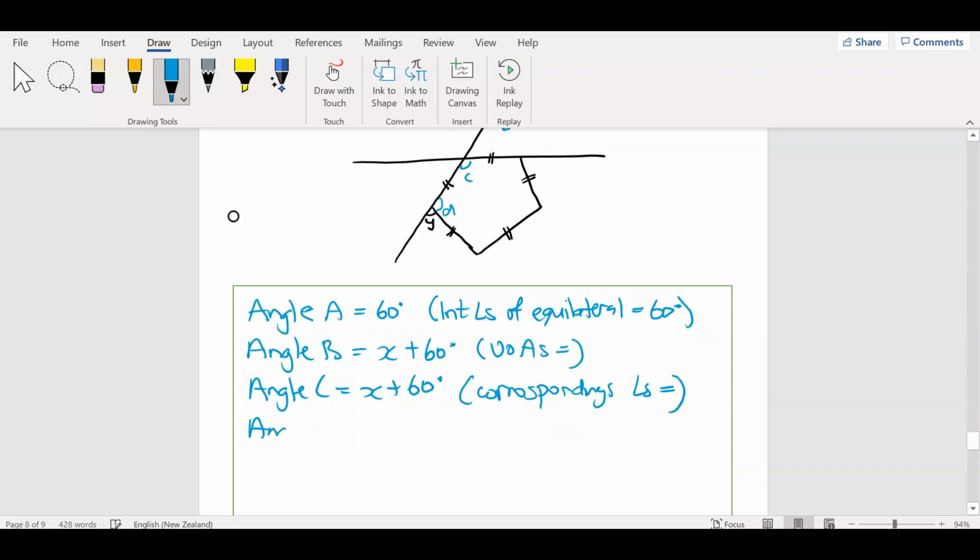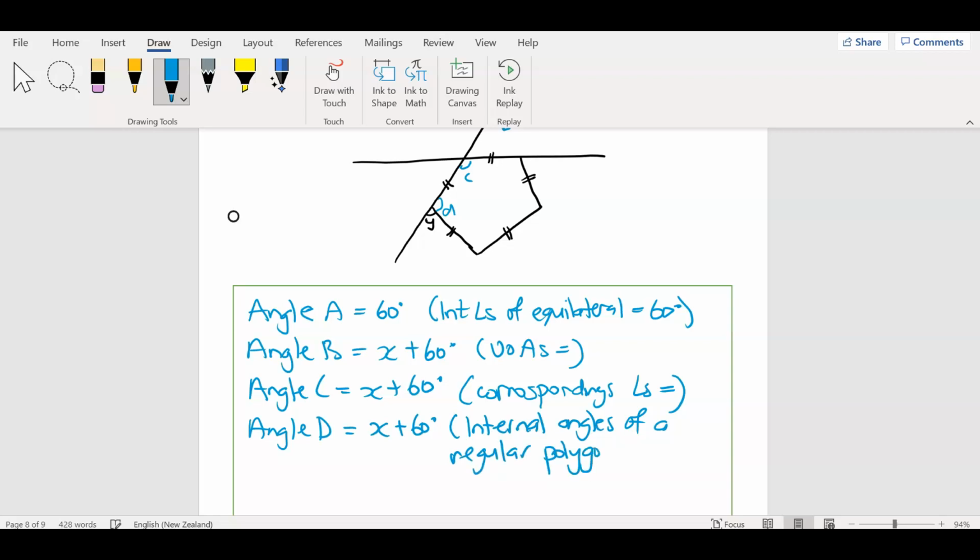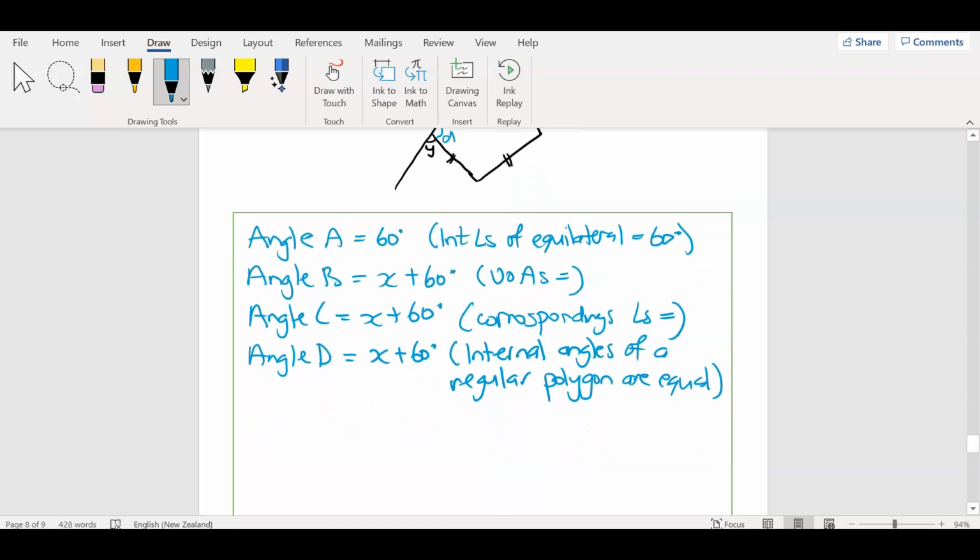So angle D is also going to be x plus 60 degrees, and that's because internal angles of a regular polygon are equal to each other. So I've written that in a full sentence. You may have abbreviated that to make it a bit quicker. That's all good. And the final one, we're now up to angle Y.